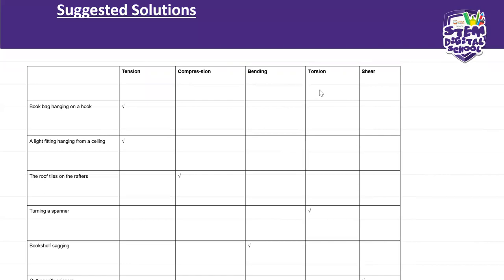Okay, here are the answers. Book hanging on a hook is tension. A light fitting hanging from a ceiling is tension. Roof tiles is compression. Turning a spanner is torsion. Bookshelf sagging is bending.